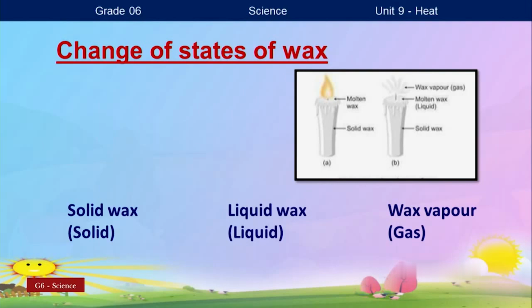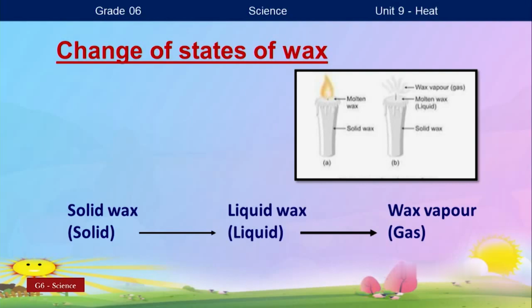Here also you can see the change of states of matter. Solid wax absorbs heat and becomes liquid wax. When the liquid wax absorbs heat, it becomes wax vapor. Here also you can see the solid state becomes liquid, and the liquid state becomes gas.